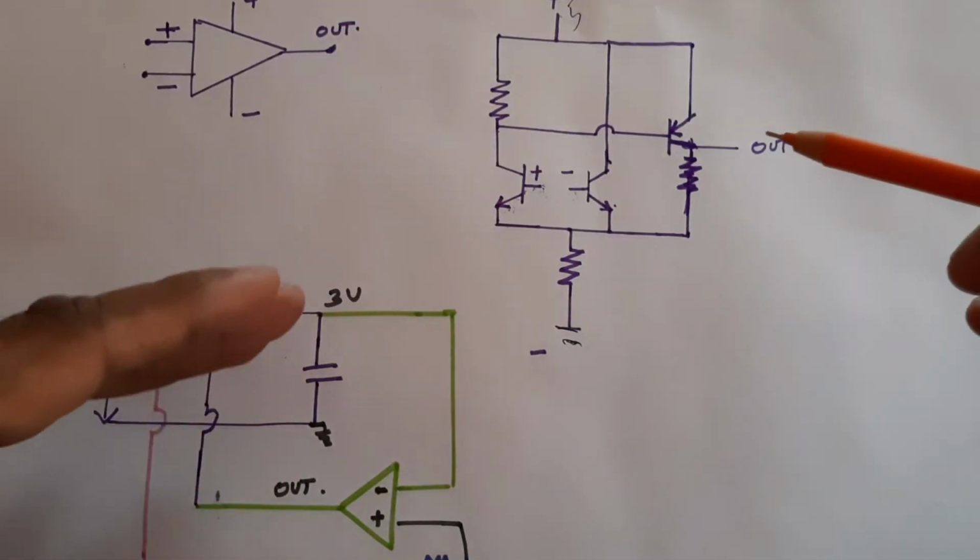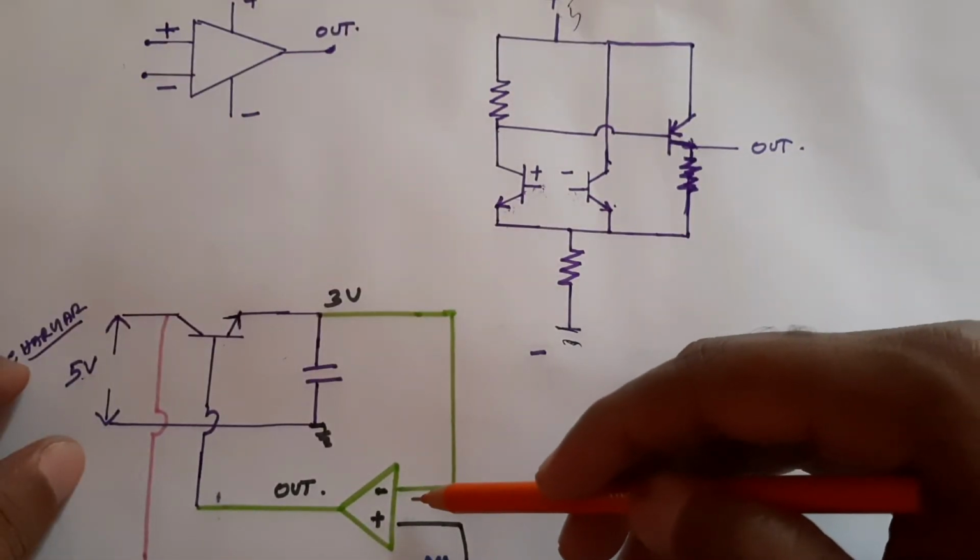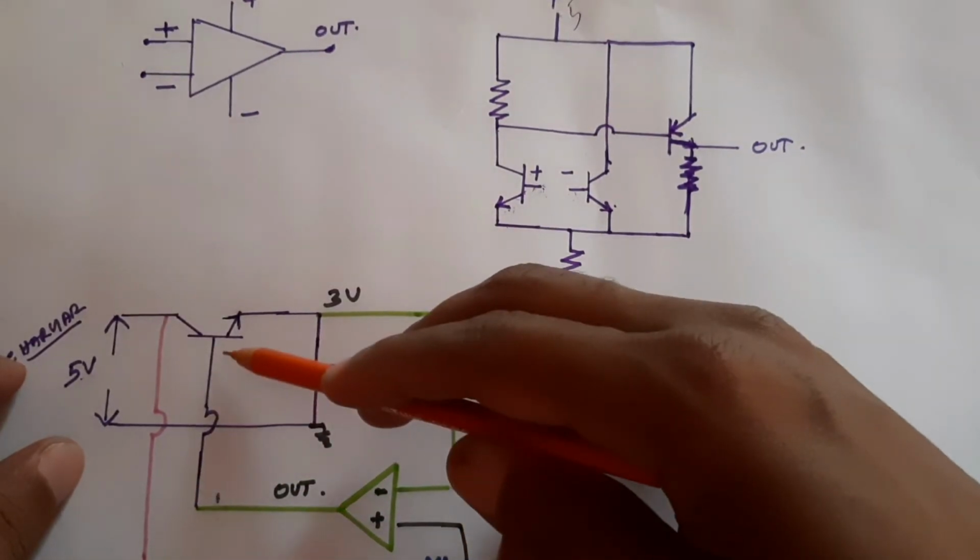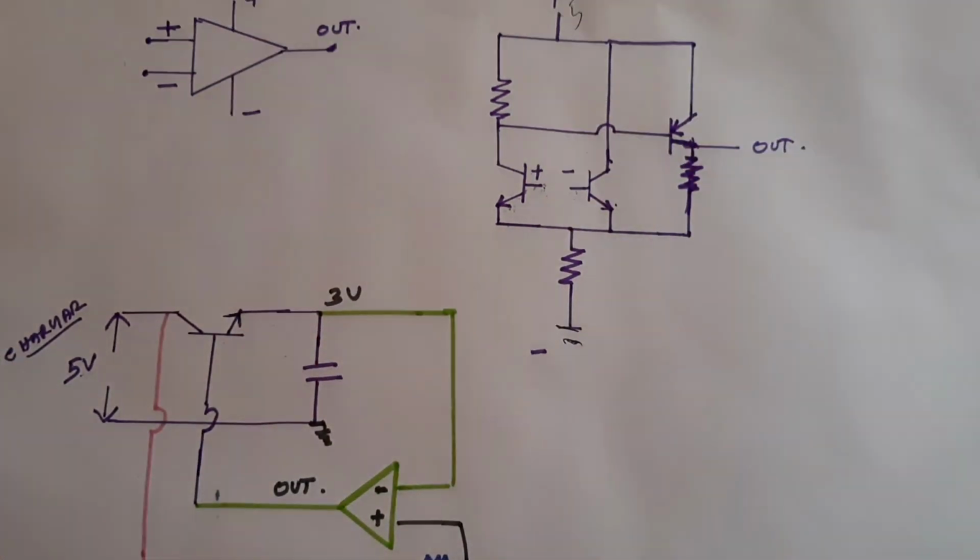As it drops from 3 volts, again the switch will open, and this process is continuous. This is the working principle of an operational amplifier.